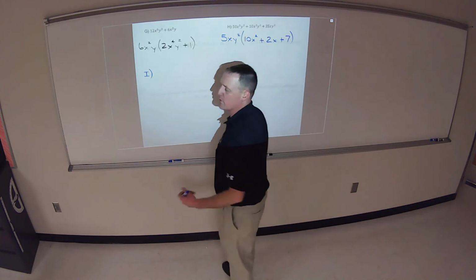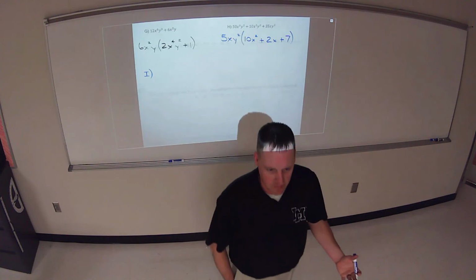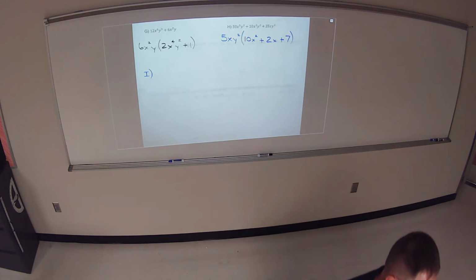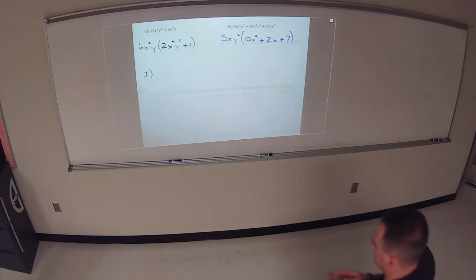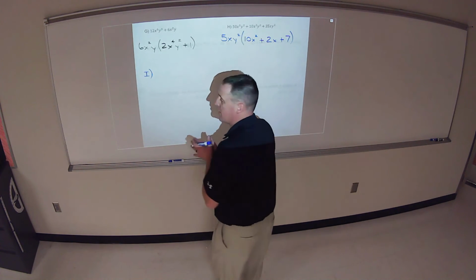So, what do I mean by leading coefficient? Not just the number in front of the x, but the number that's in front of the whole polynomial. Our leading coefficient is the first number you look at when the answer is in standard form. When it's in standard form, we want to be looking at that.